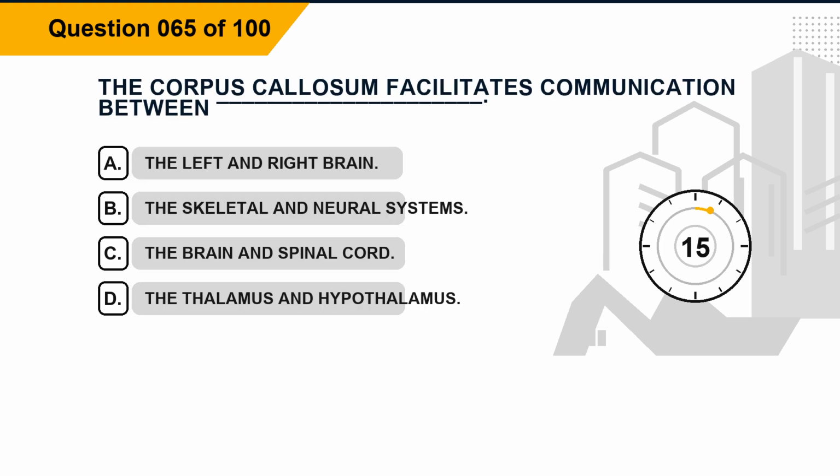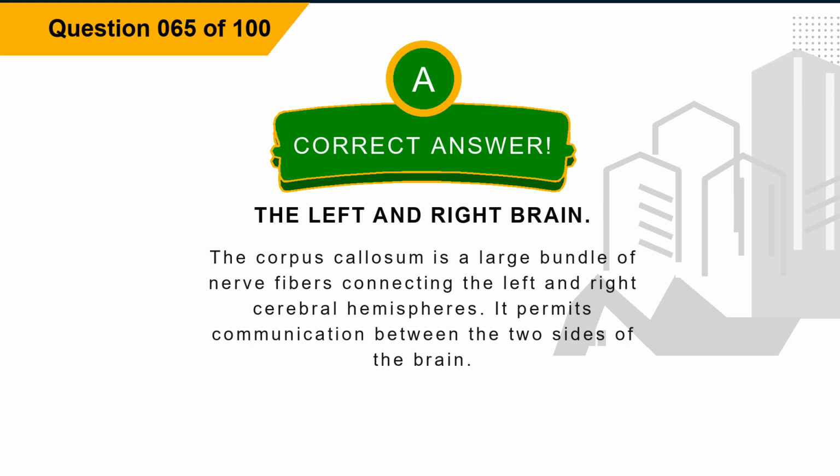Question 65. The corpus callosum facilitates communication between blank. Option A, the left and right brain. Option B, the skeletal and neural systems. Option C, the brain and spinal cord. Option D, the thalamus and hypothalamus. The correct answer is option A, the left and right brain. Explanation: the corpus callosum is a large bundle of nerve fibers connecting the left and right cerebral hemispheres. It permits communication between the two sides of the brain.